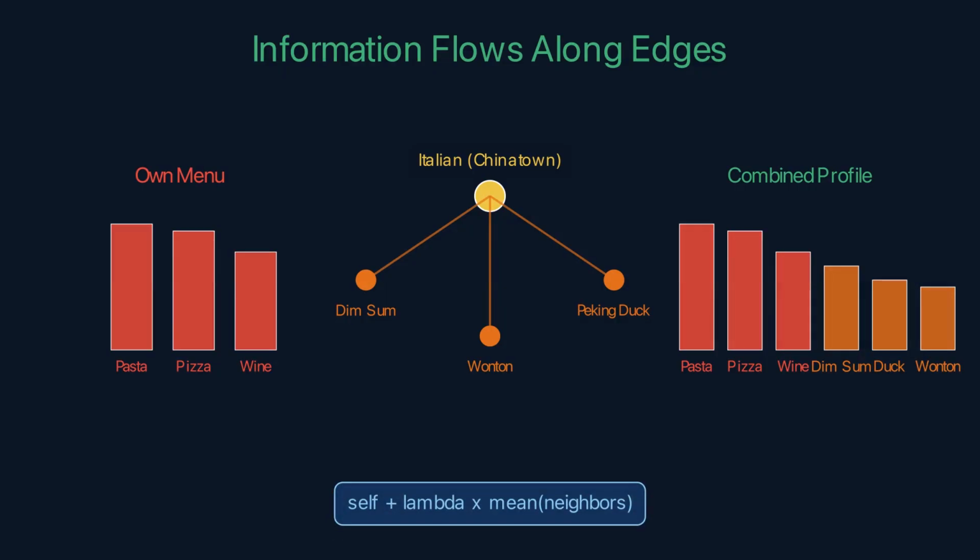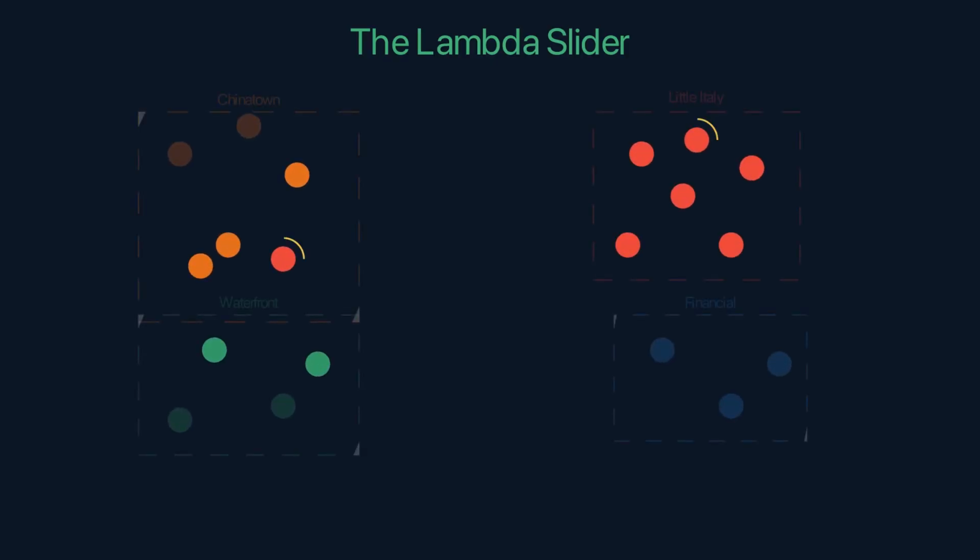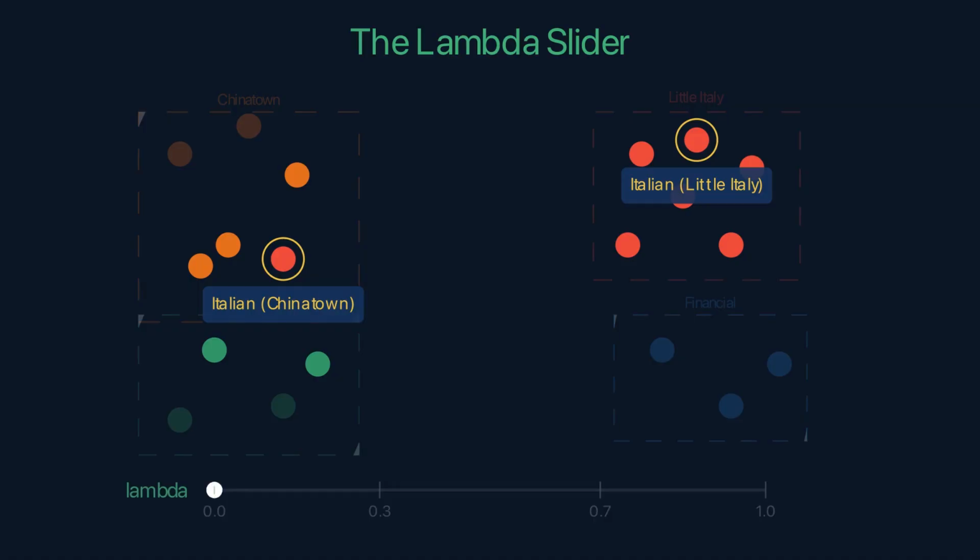The formula is simple: self features plus lambda times the mean of neighbor features. Lambda controls how much the neighborhood matters. Set lambda to 0, the edges disappear. Only the restaurant's own menu counts. This is pure Seurat. The two Italian restaurants have identical profiles.